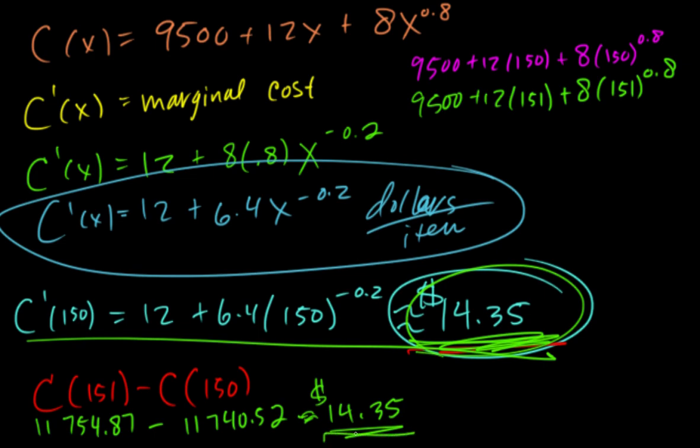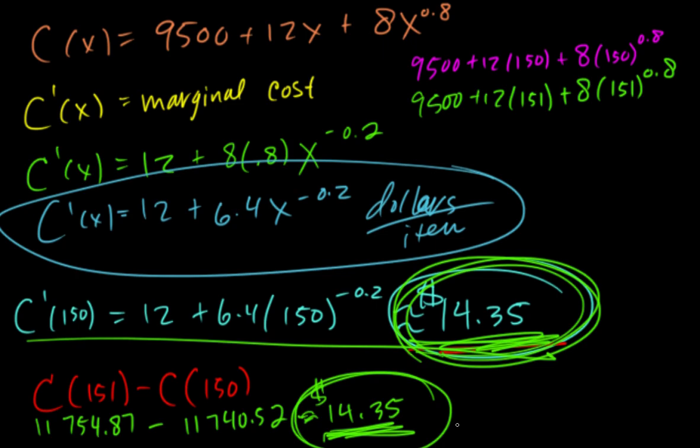And then this is the actual cost of making the 151st item each day. So this is an estimate, and this is exact. Now, in this case, it ended up being the same thing, but it won't necessarily always be exactly the same.